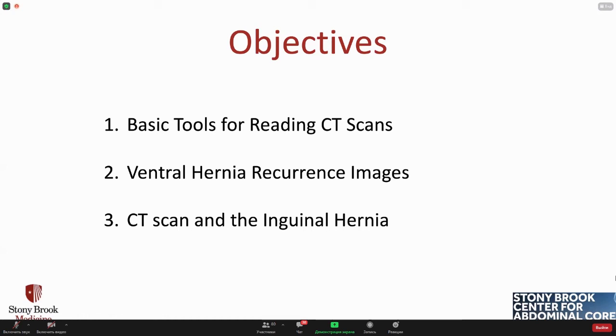So what other information can we use and leverage to really guide us in making a decision for our patients? Looking at ventral hernia recurrence, some images. We can look at this all day long, but I think we can try to give the audience a better understanding of what to do when you see these recurrences, and also CT scans of the inguinal hernia. If we have a few minutes left, we'll look at that briefly.